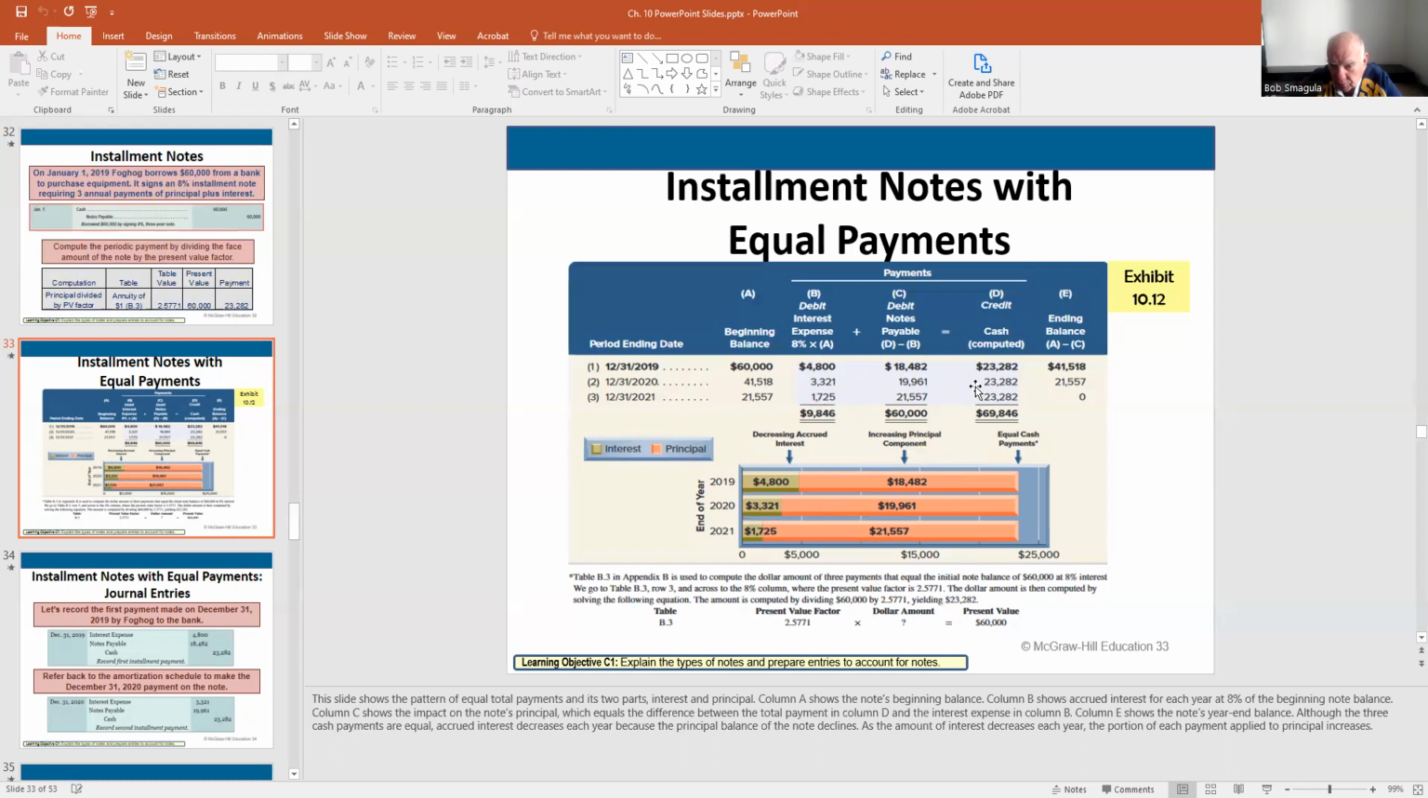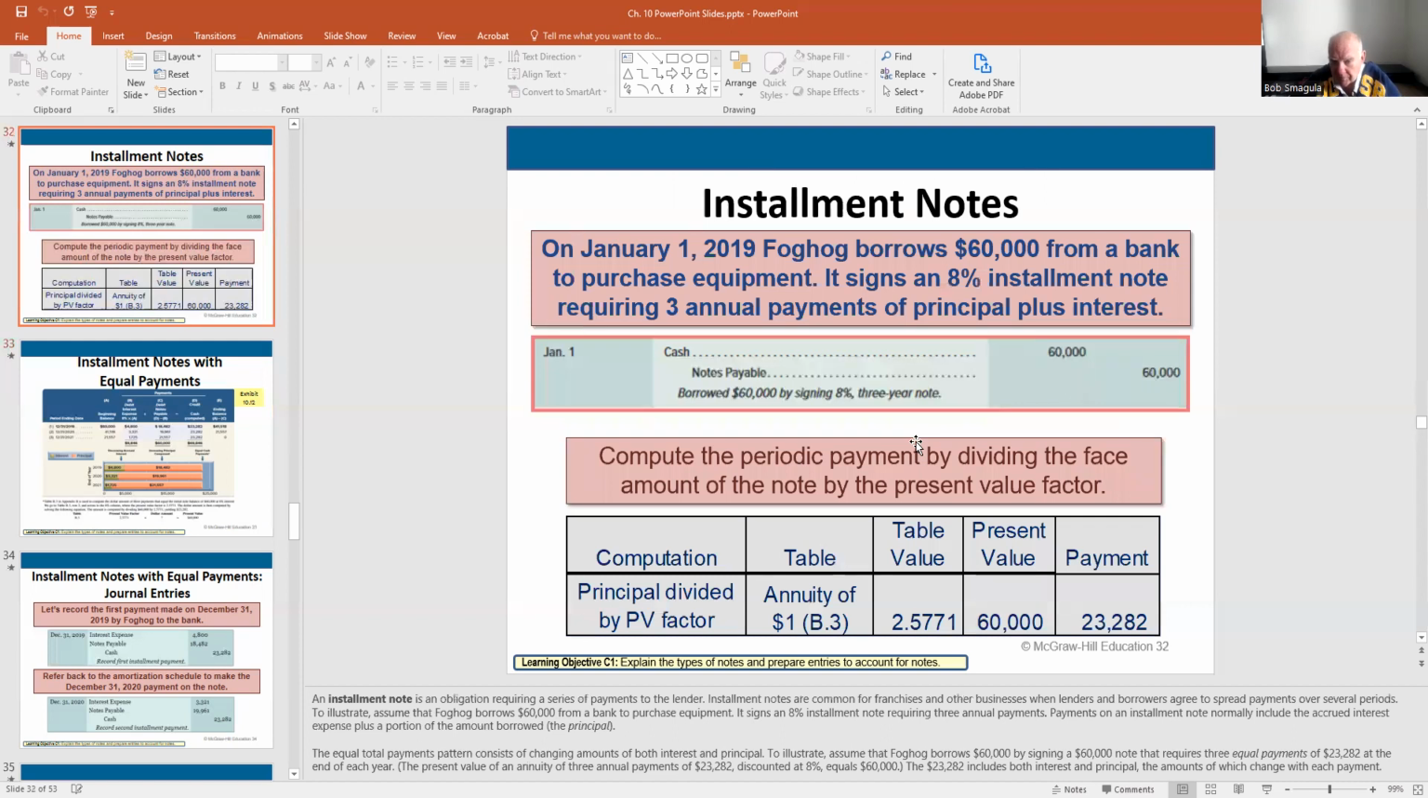The cash 23,282 and the bond interest is going to go down. Bond interest is going to go down each year because we're reducing the principal. And at the end of 3 years, we have paid off this note. This was an installment note, meaning you make one payment a year at the end of the year. 3 annual payments of principal plus the interest. So we have to consider the present value here.